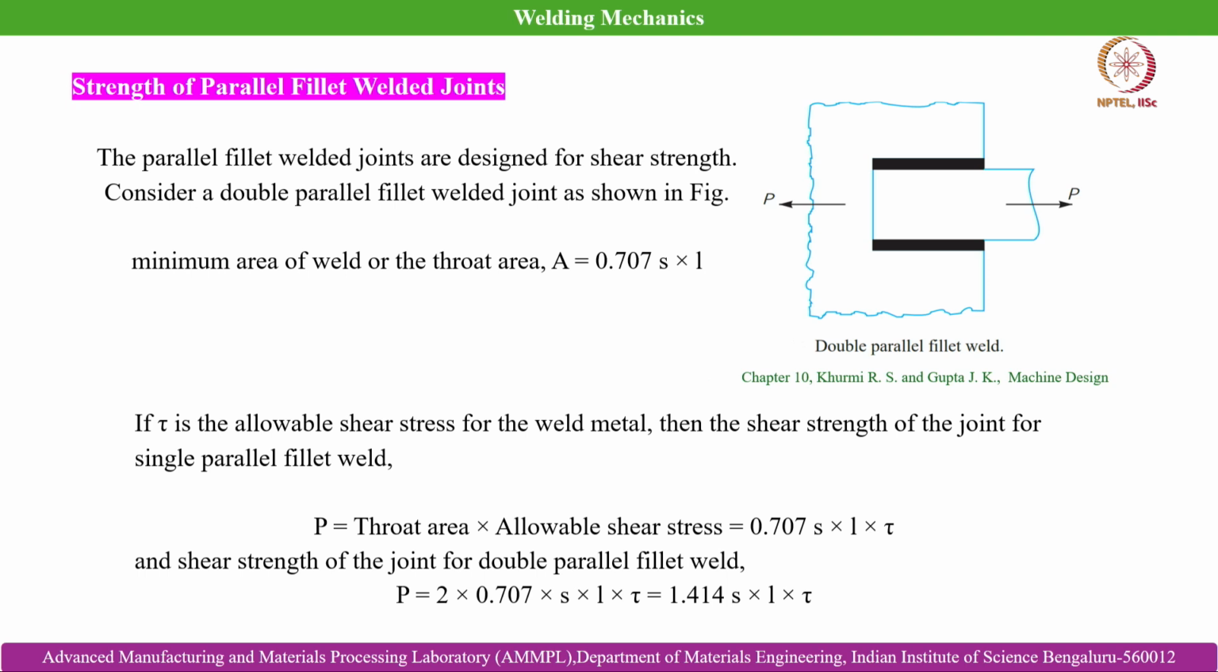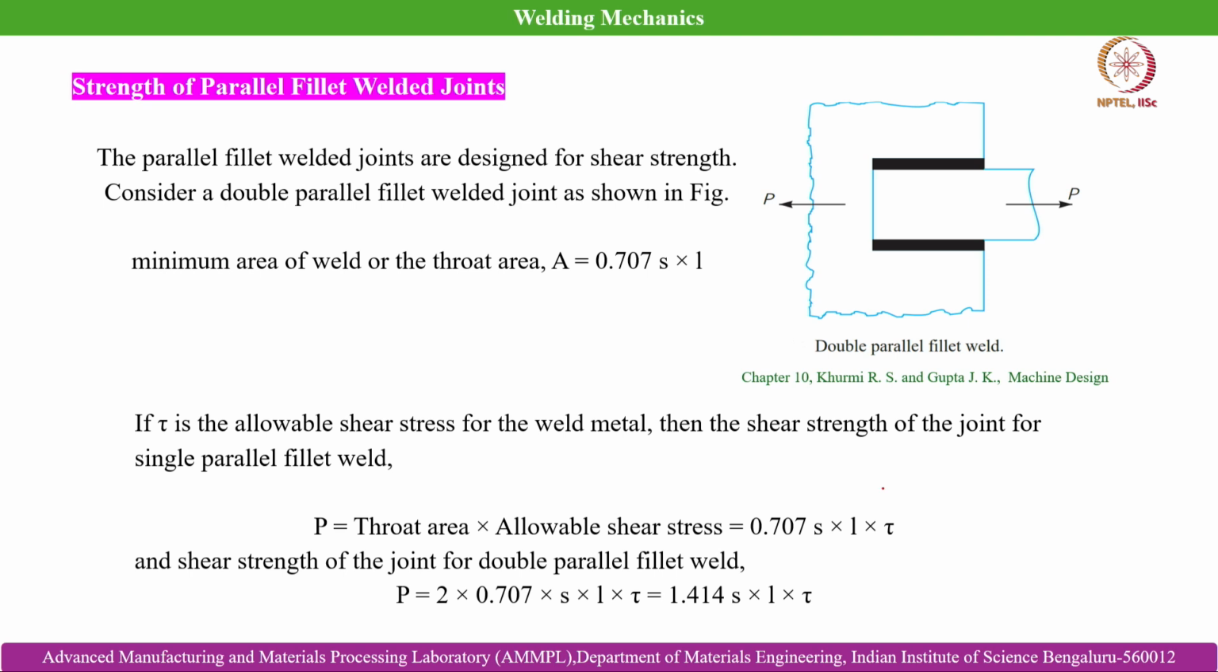And then the strength of parallel fillet welded joints. The parallel fillet welded joints are designed for shear strength. So, consider a double parallel fillet welded joint as shown in this figure. The minimum area of weld, or the throat area A, is equal to 0.707 S into L. If tau is the allowable shear stress for the weld metal, then the shear strength of the joint for a single parallel fillet weld P is equal to throat area into allowable shear stress. So here we are talking about the double parallel fillet weld joint subjected to shear stress. Then P is equal to 0.707 S into L, which is the throat area, into the allowable shear stress, that is tau.